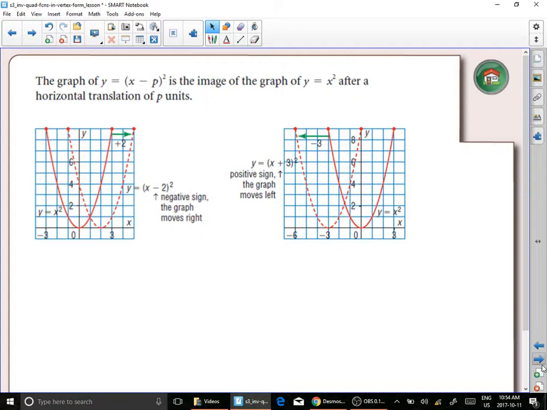If there's a negative sign here, the graph moves right 2. If it's a positive sign, then the graph moves left that many units. So if it's x plus something in the bracket or x minus something in the bracket, it's going to force the graph to move left or right. Okay?